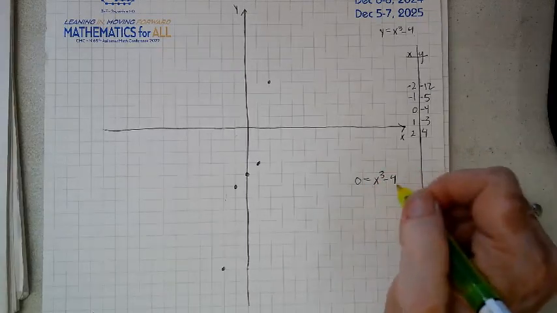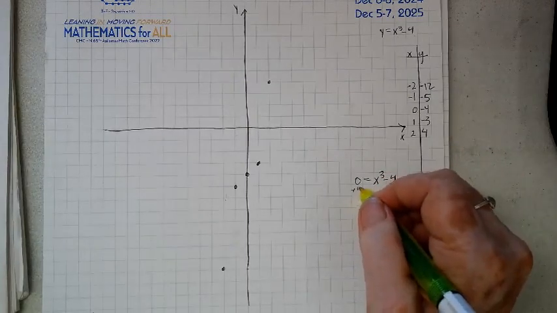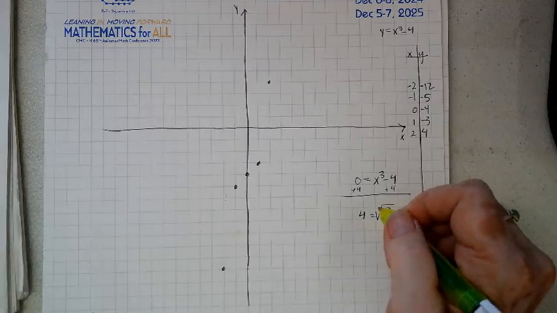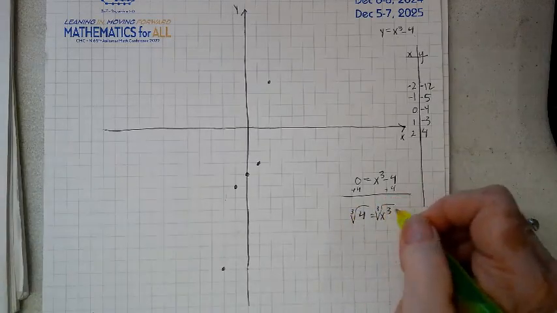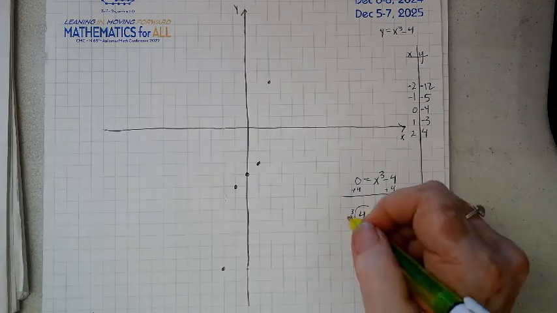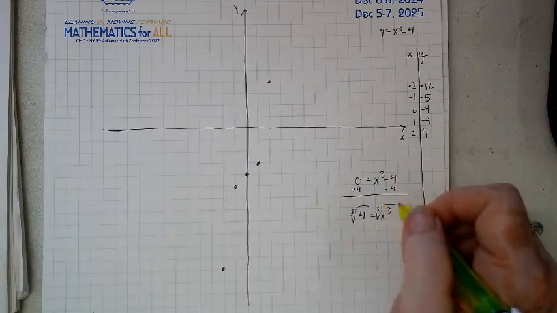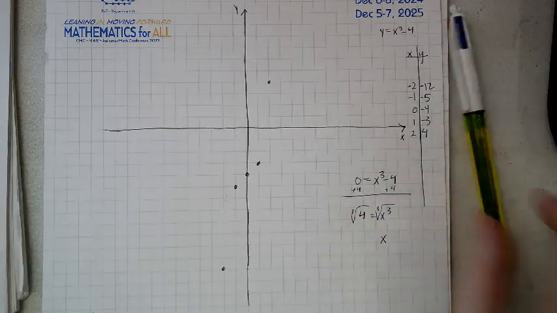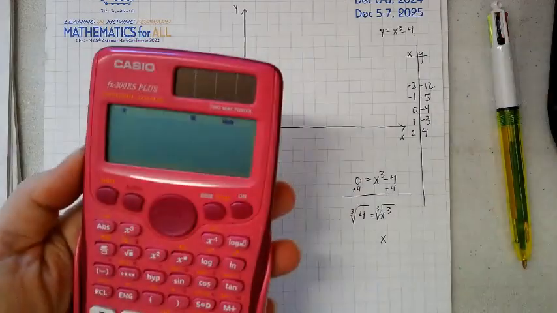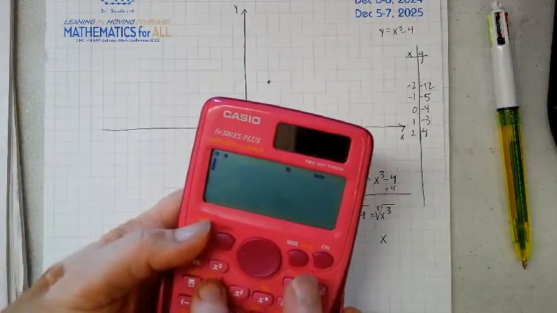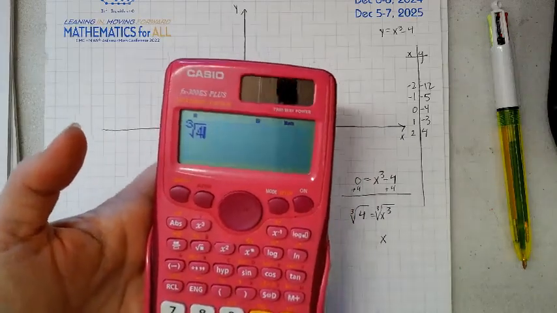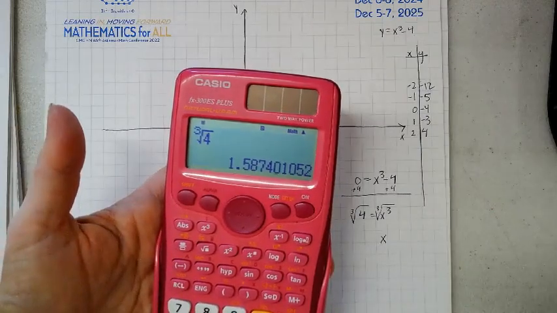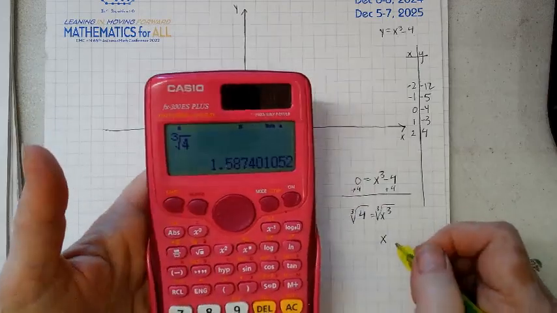So what am I doing? I'm going to add 4 to both sides. So I got 4 equals x cubed, and then I'm going to have to take the cube root of both sides. And when I do that, I have to do plus or minus. Oh wait, no, I don't. I'm just taking the cube root of 4. I don't know what the cube root of 4 is, so I'm going to use my calculator. The cube root of 4 is equal to about 1.587. I'm going to call it 1.59.